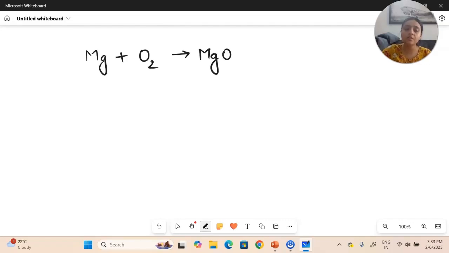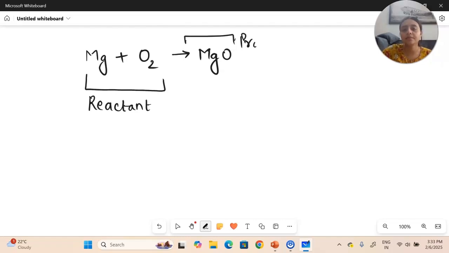So this reaction, if we label it, we know that this is the reactant side and this is the product side. Now the second thing we need to know is that this magnesium is going to react with oxygen and form magnesium oxide. So when we try to balance these equations, first of all we need to mention this is your left hand side and this is going to be your right hand side.